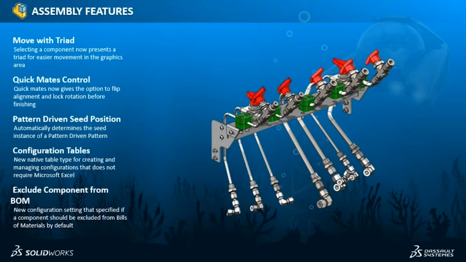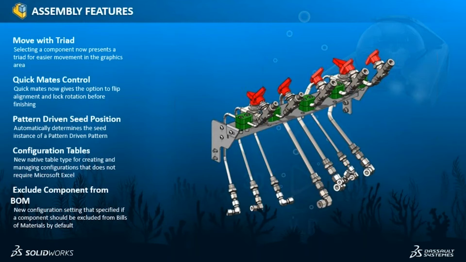They're great for eyeballing things into place when you just have to get them close, or you just want to create a clearance between two objects. It's a great way to get things located very quickly. Quick Mates Control does kind of the same thing. It's a great way to locate things quickly.